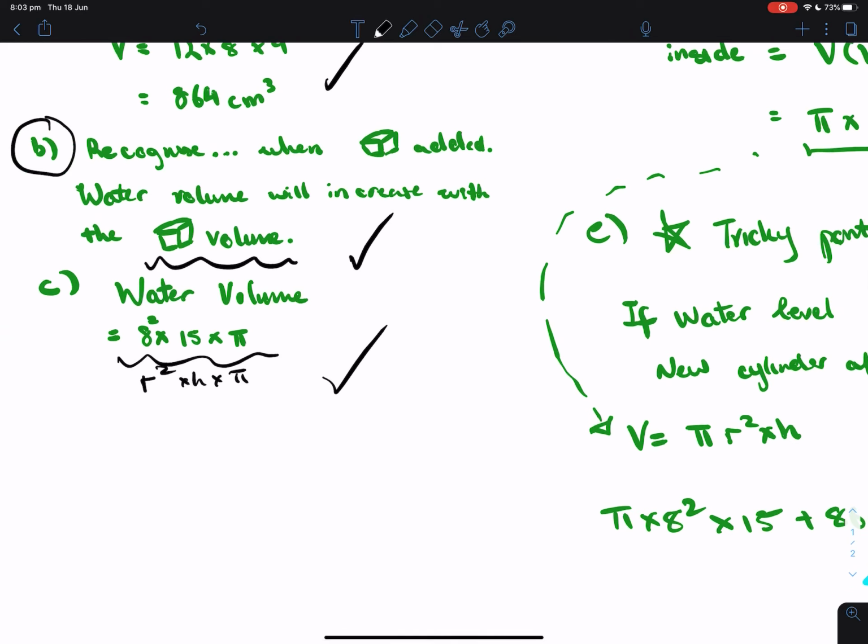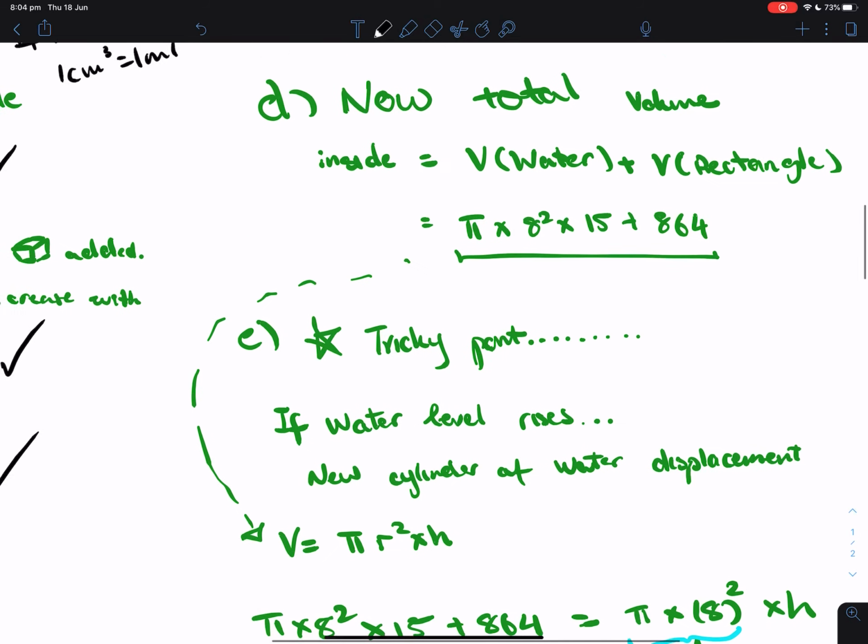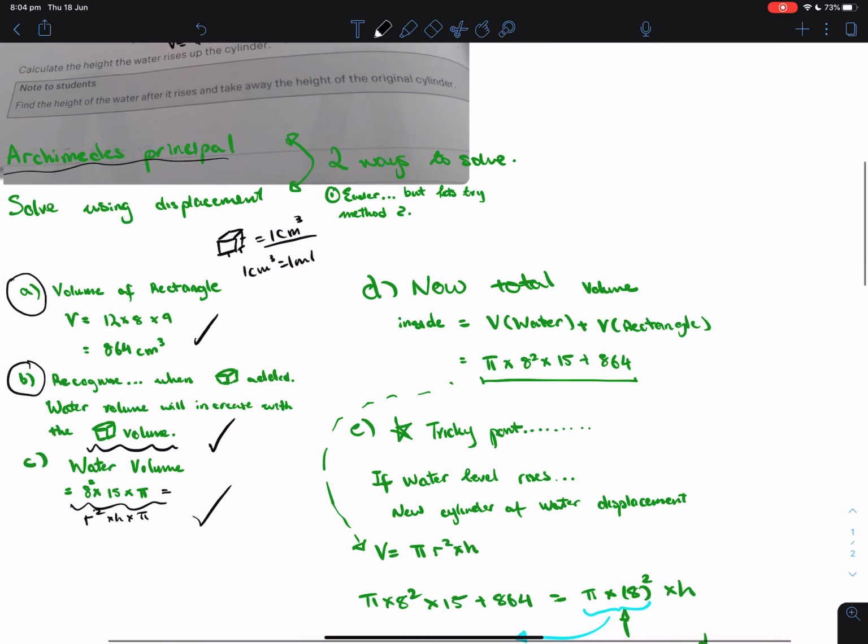I have not put this into the calculator yet because pi is what we call an irrational number. It's an infinite number that will continue on forever. So once you multiply that by 8 squared and 15, you get a never-ending number as well. Don't solve it yet, otherwise you'll have to round off and you get inaccuracies.